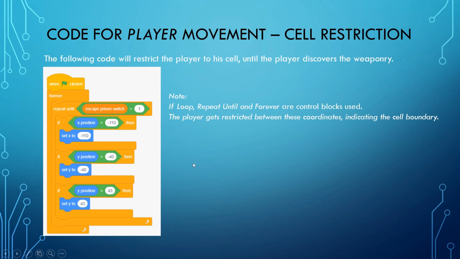Note, if, repeat until, and forever are control blocks used. The player gets restricted between these coordinates indicating the cell boundary. So if you are trying to make a custom backdrop, make sure to enter the correct coordinates.